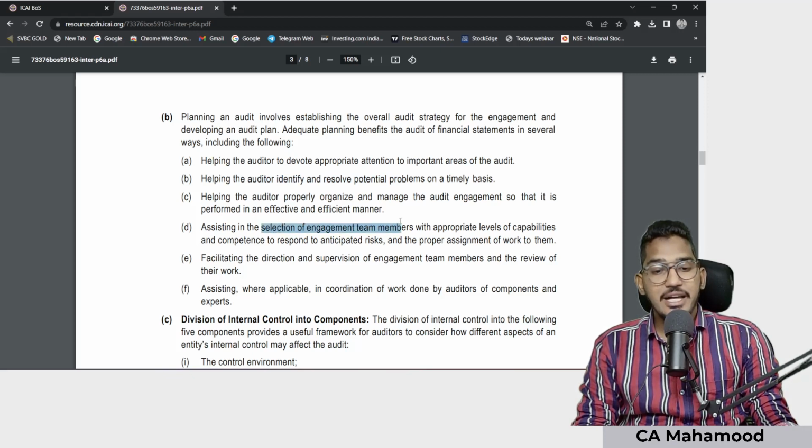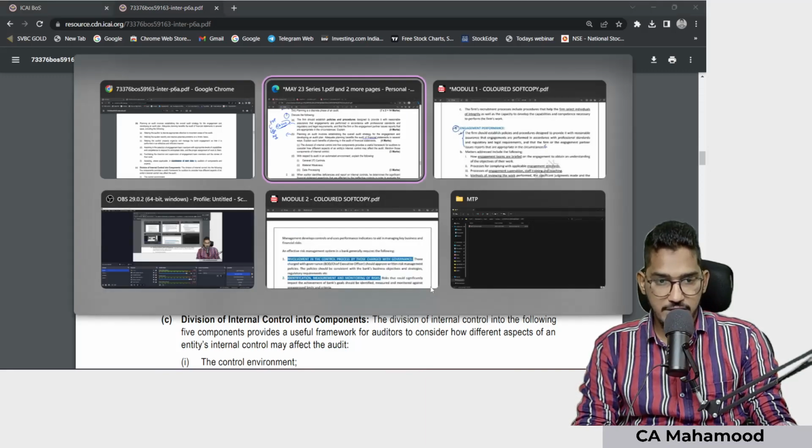You can easily select the engagement team members with a level of capabilities. You can properly direct and supervise the engagement team members, and even wherever necessary, coordination of the work also will happen. So these are all the benefits of planning of the audit. So this you are supposed to write.